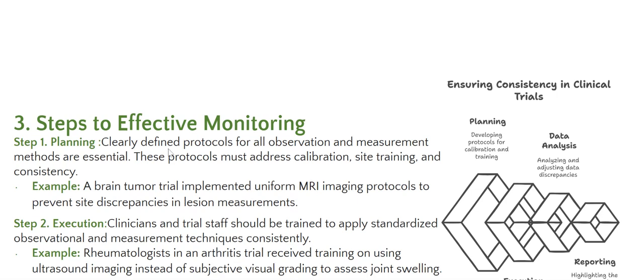Step one, planning. Clearly defined protocols for all observation and measurement methods are essential. These protocols must address calibration, site training, and consistency. For example, a brain tumor trial implemented uniform MRI imaging protocols to prevent site discrepancies in lesion measurements. Step two, execution. Clinicians and trial staff should be trained to apply standardized observational and measurement techniques consistently. For example, rheumatologists in an arthritis trial received training on using ultrasound imaging instead of subjective visual grading to assess joint swelling.